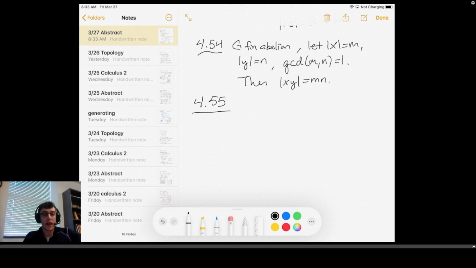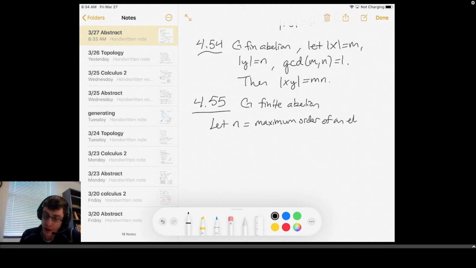And then the one that's more important going forward, and the last proof that I assigned, is the following one. So again, G is going to be finite abelian. Let N be the maximum order of an element in G, of any element in G. Maybe G has the identity, which is order 1, maybe some elements of order 5, and then 10, and then this one element that's order 20 or something, and that's the biggest one. Your N would be 20 there, okay?